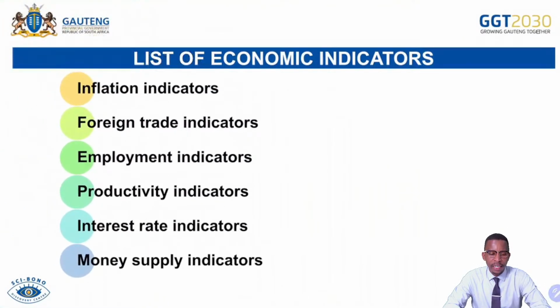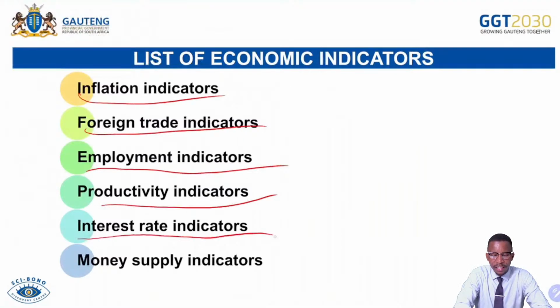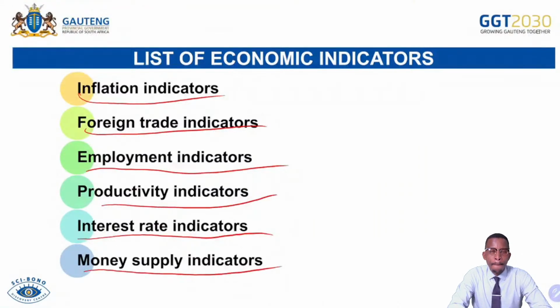So here we have inflation indicators, foreign trade indicators, employment indicators, productivity indicators, interest rate indicators, and money supply indicators. Remember we defined inflation as a significant increase in the general price level over a period of time. Indicators related to inflation include, firstly, let's start with the last one, the GDP deflator.